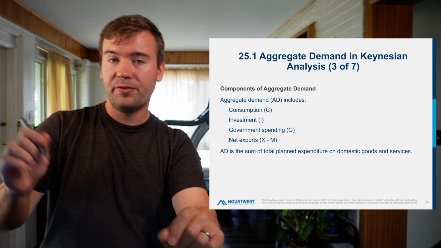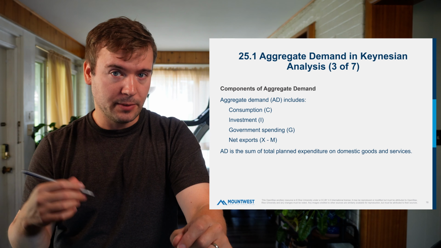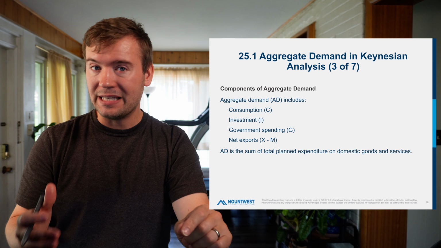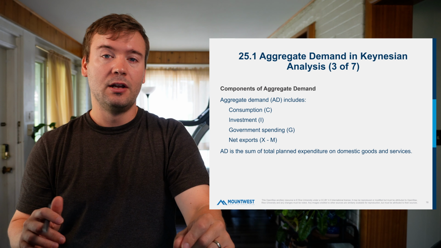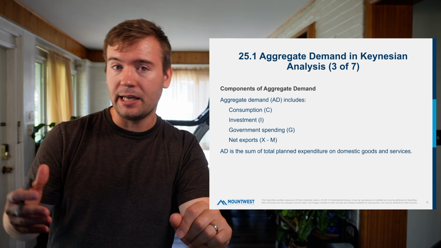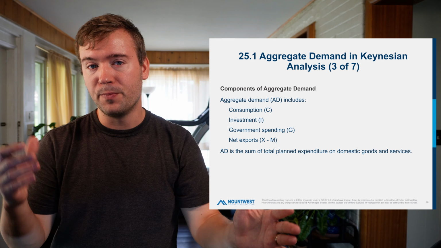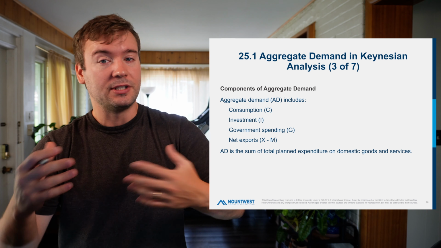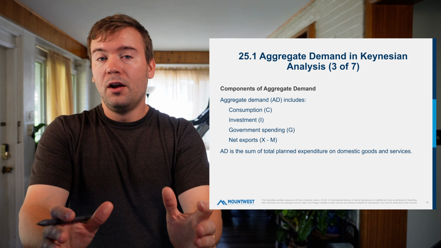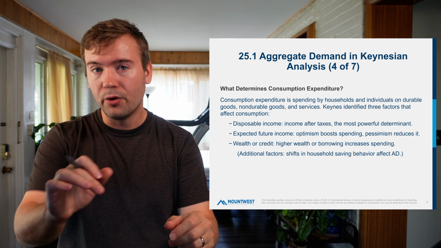It's the sum of the four main components: consumption expenditure, C, which is spending by households; investment expenditure, I, which is spending by businesses on new capital goods; government spending, G, which is the expenditures by the federal, state, and local governments; and then finally the net exports, X minus M, exports minus imports, which is the value of our trade imbalance, basically. We will now take a closer look at what determines each of those four components.